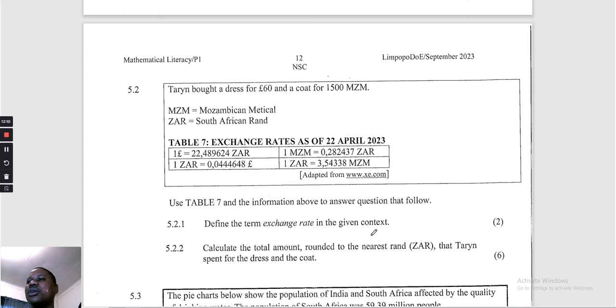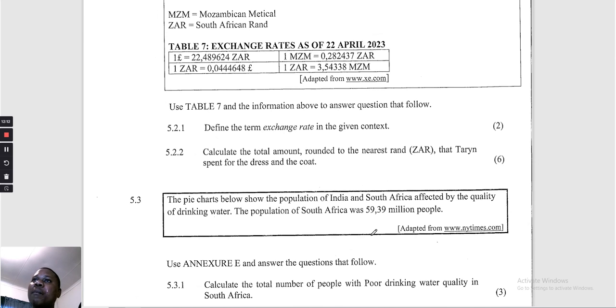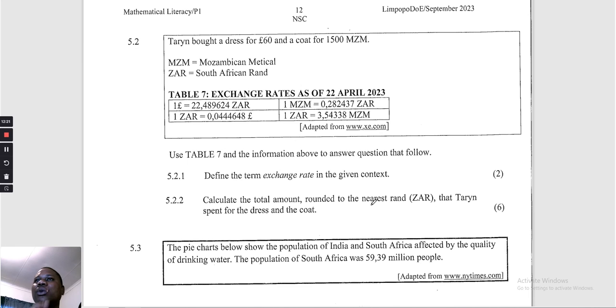So let's go to the first question. It says, define the term exchange rate in the given context. In the given context, I want to show you something. If you look here, there's ZAR, ZAR, ZAR. Everything, the relationship here, has been shown in relation to South Africa. So when you talk about the definition here, you have to include South Africa inside.